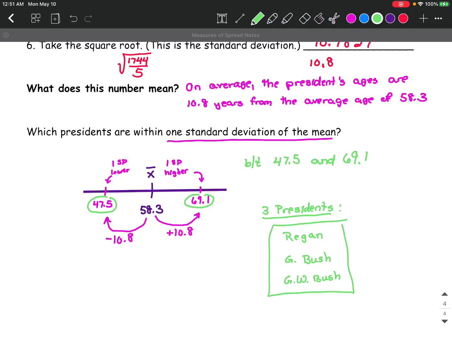And I do promise you, there is an easier way to do standard deviation than having to do it by hand. But you're going to have to trust me and use the technology.